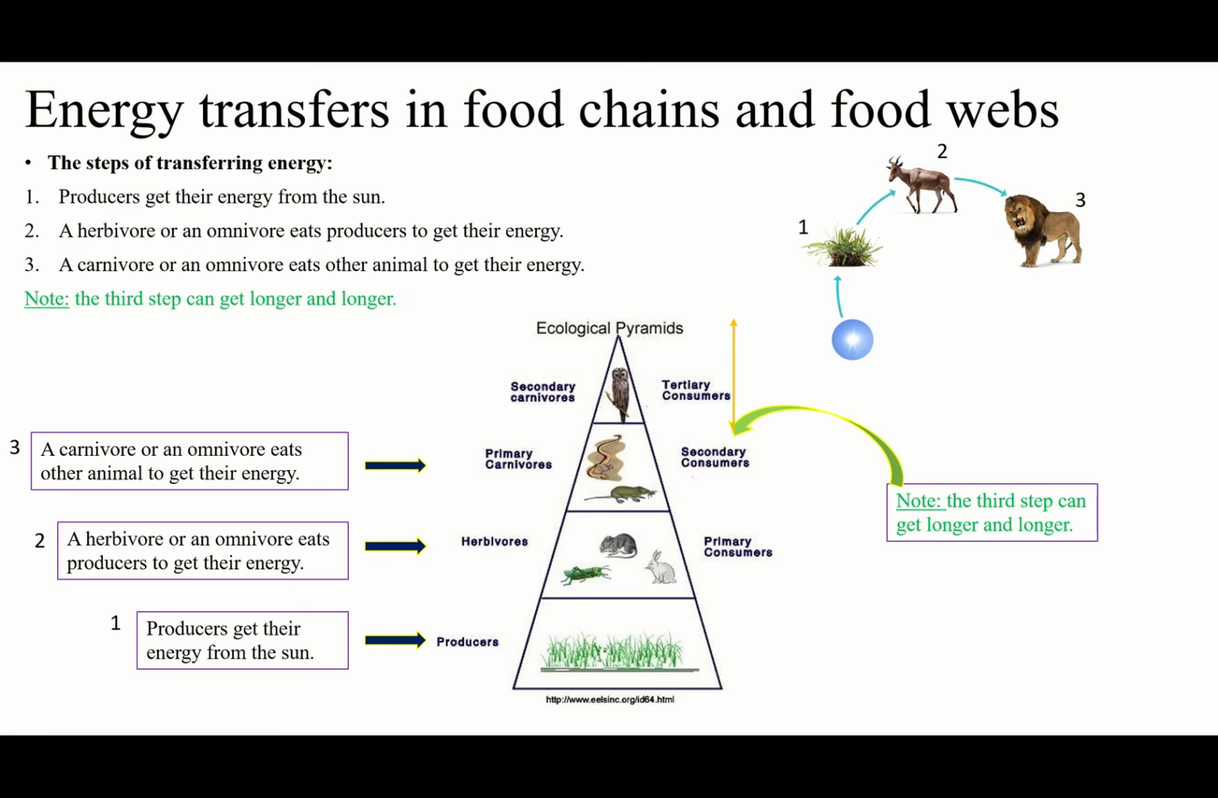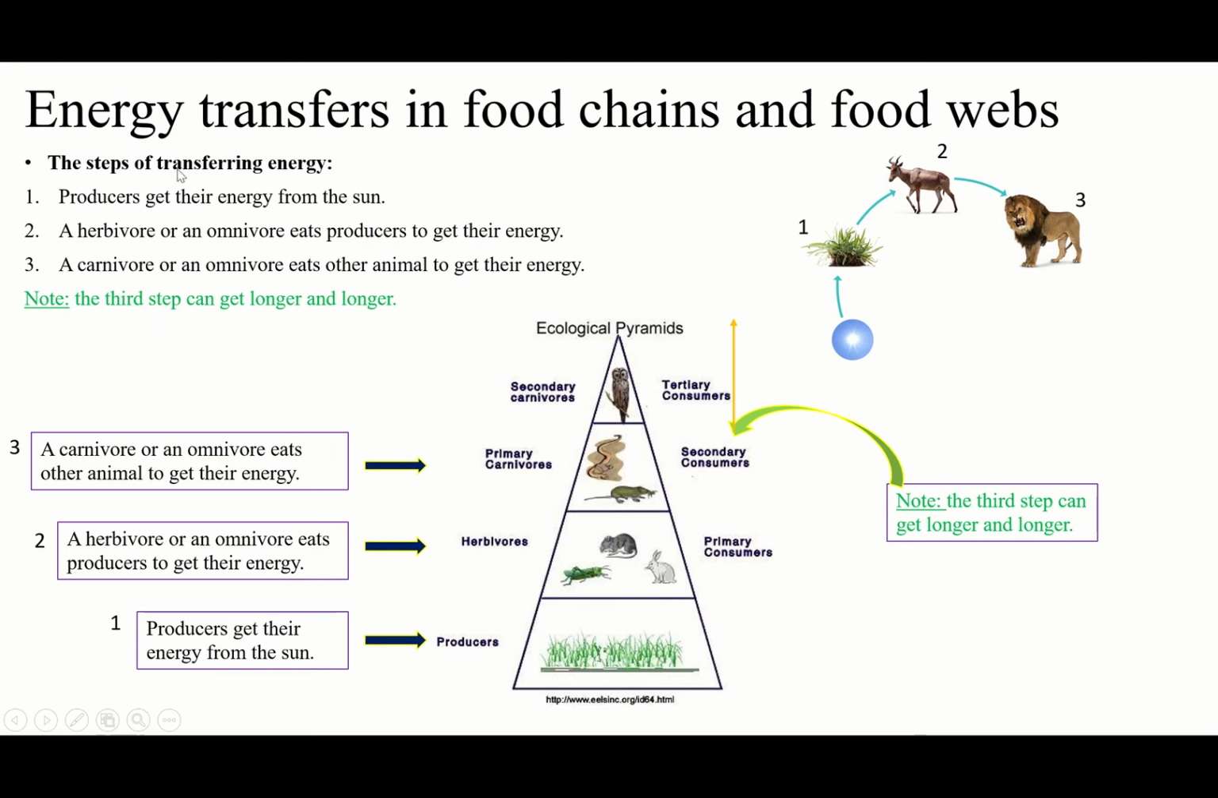A carnivore, omnivore. It means after the producer, we must have a herbivore or omnivore. We will never have a carnivore. After the producer, we can never have a carnivore. And after the first consumer, we can never have a herbivore. Why? Because animal will eat animal, and another animal will eat this one, another will eat this. Animal will eat animal. That's why only the first consumer can be a herbivore. After the first consumer, we will never have a herbivore.